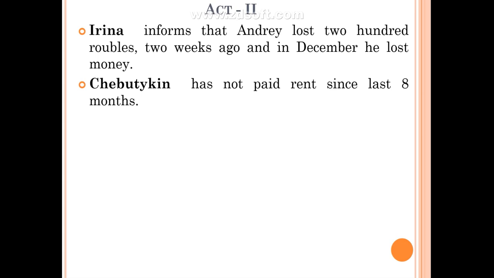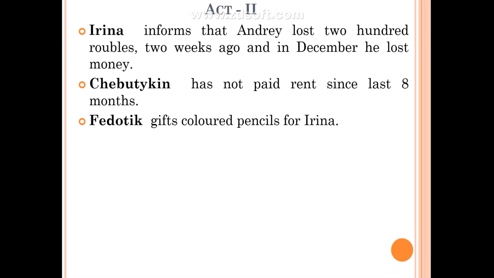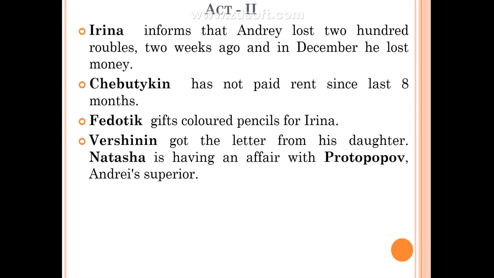Then Chebutikin was staying there and Chebutikin has not paid rent for the last 8 months. As I have already discussed, Chebutikin is also giving philosophical talk to these sisters, but in practical life, he is a failed man. And then Fedotik gives gifts and that gift was a colored pencil for Irina. See now here, Irina is just now 20 years old. At the first birthday, she was 18 years, but now 2 years later, she has become a 20 year old girl. And he gave a colored pencil to Irina. And Irina said that I am a grown up girl now. So what can I do with this colored pencil? But Fedotik gives that gift to Irina.